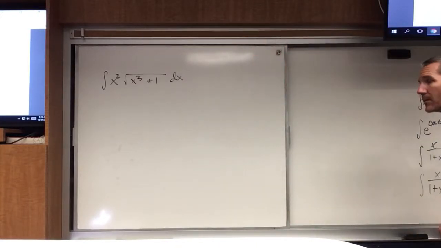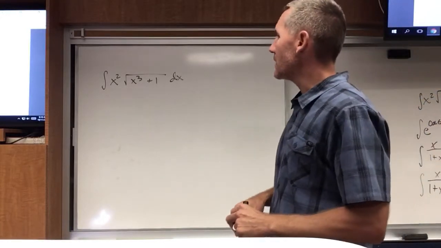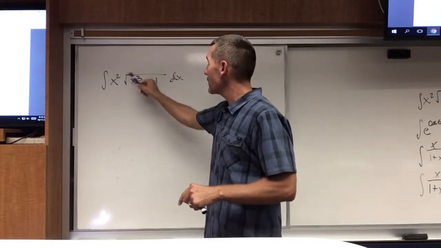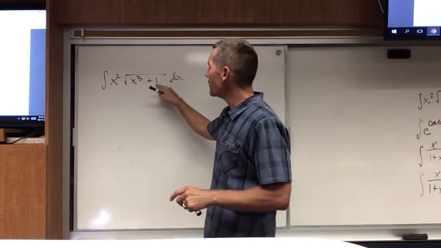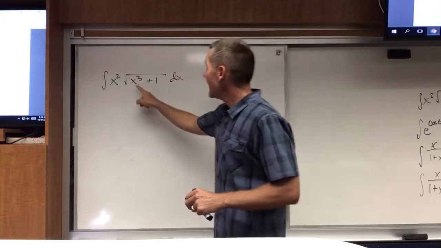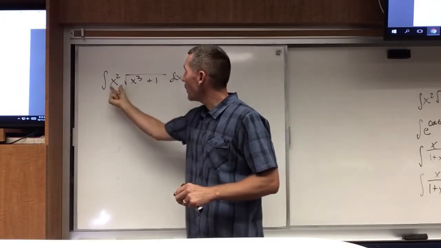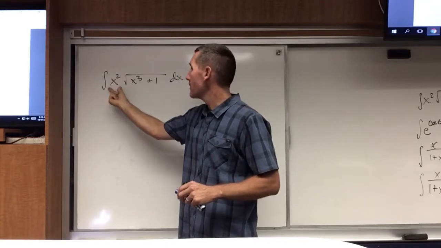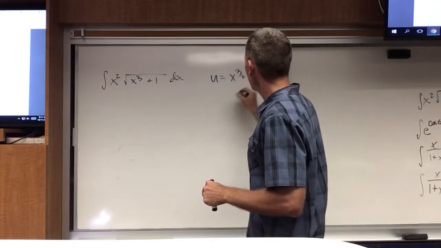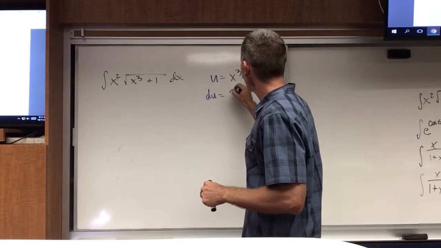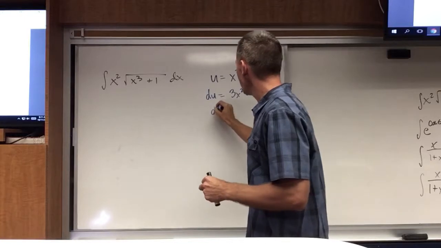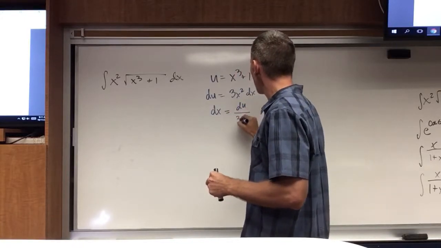So the first thing that we always try to do is set U equal to the innermost expression. In this case, x cubed plus 1 is inside the square root, so I call that the innermost function. And what I notice that's beneficial is the fact that its derivative is a multiple of what this guy is right there. So let me show you. If I set U equal to x cubed plus 1, then du is equal to 3x squared dx. Dividing both sides by 3x squared, I get that dx is equal to du divided by 3x squared.